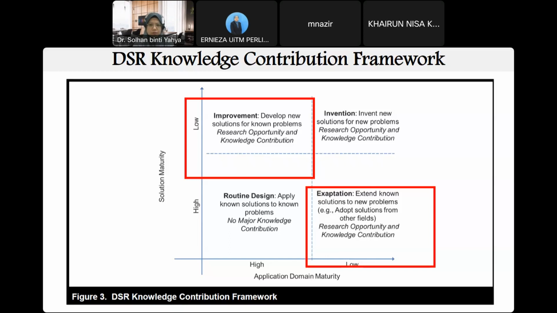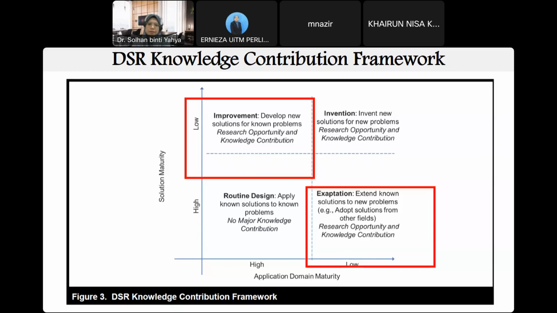So what is a routine design? Where your solution applies a known solution to a known problem. This is always consultancy work, right? That is consultancy work in industry, where we do not really do research, but we mostly use existing solutions on the known problem.